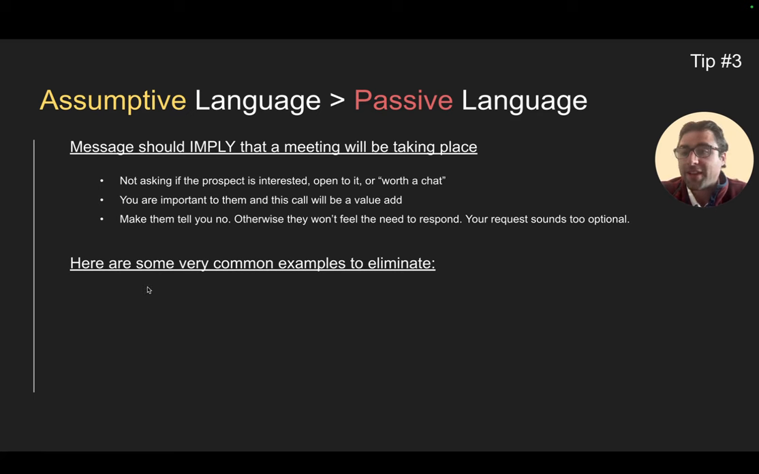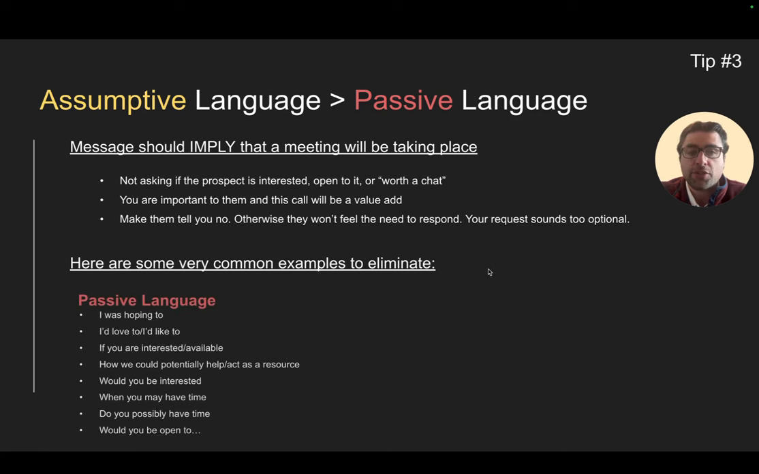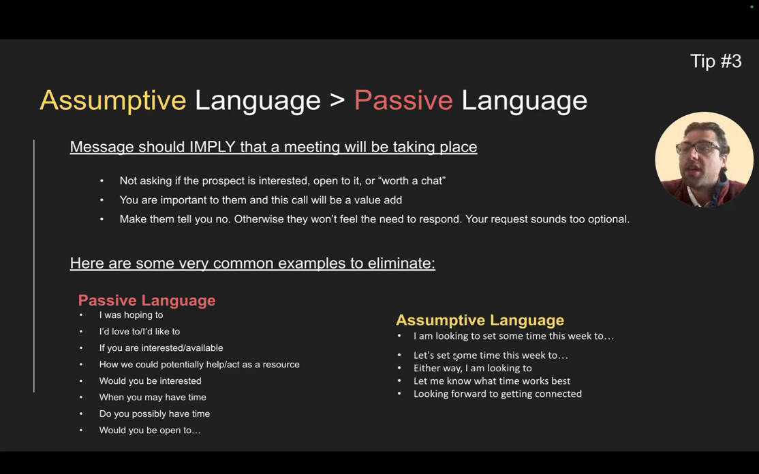So I'm going to spoon feed it here. Here are the most common examples I see of passive language. Just by eliminating these and replacing them with assumptive language, you'll immediately improve the results of your email templates. Some examples: I was hoping to, I'd love to, I'd like to, if you're interested in meeting, or if you're available. You put these little caveats on it because you're trying to be polite. You're trying not to be overbearing, but this just leads to them not responding. So things like, when you may have time, do you possibly have time? Here's what you want to replace it with. You can keep the email template, like forget the structure I just showed you.